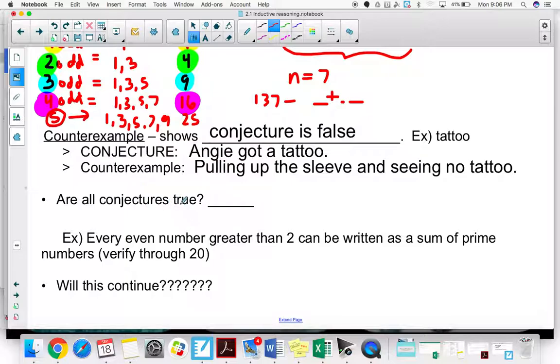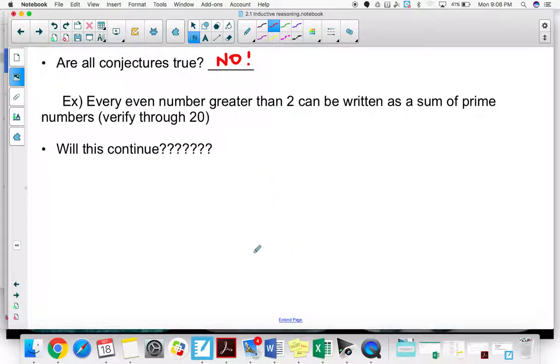So I guess the question we want to look at is, are all conjectures true? No, we just showed one that wasn't. Her dad just pulled up her sleeve and goes, oh, no tattoo. So this conjecture was not true. All right, let's try another one, just to use this type of logic, and hope you understand conjectures better. I'm going to write the word conjecture above this example. This is just an idea that somebody believed to be true. I don't know if it's right or wrong yet. That's the thing with conjectures. You just believe they're true until you prove them wrong.